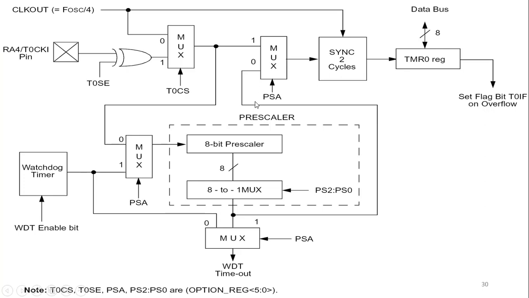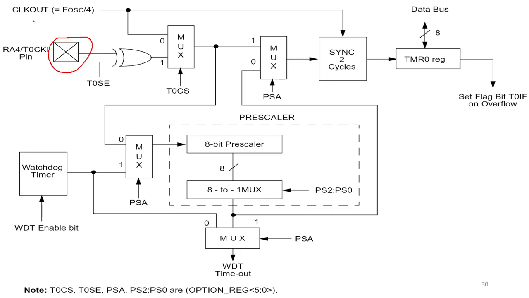So this is the block diagram of timer 0 in PIC16F877. In this block diagram, we have this external pin. Whenever we operate timer 0 in counter mode, we have to provide an external clock. That clock can be applied on this external pin, that is the RA4 pin, which is also named T0CKI, that is timer 0 clock input.